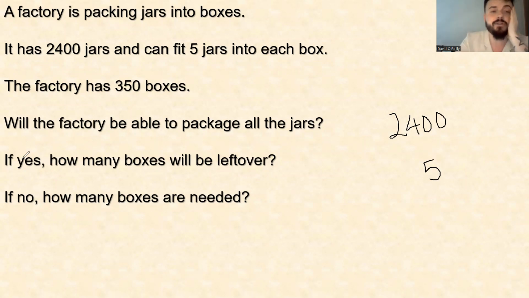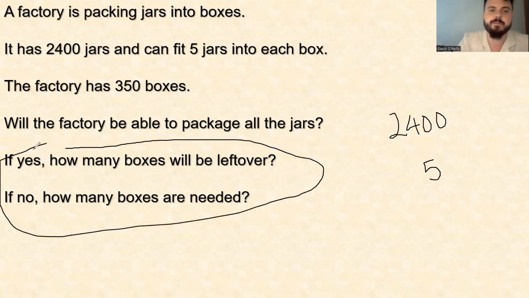All right. I'm not going to bother reading this bit just yet because at the moment I just want to figure out whether this factory can package all the jars. And I need to think, well, how do I know the answer to this? How can I answer it? And the clue's in the question. The question is saying there's 2,400 jars, we can fit 5 jars into each box, and we have 350 boxes. So how do I use all of those numbers to work out the answer?